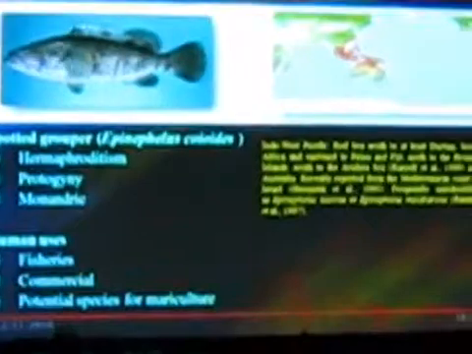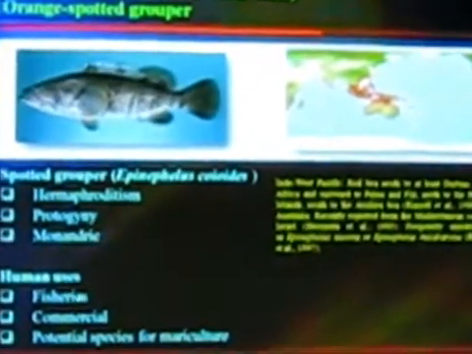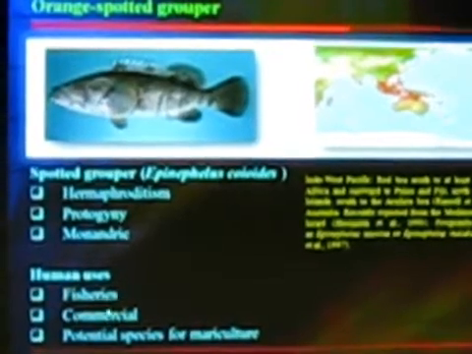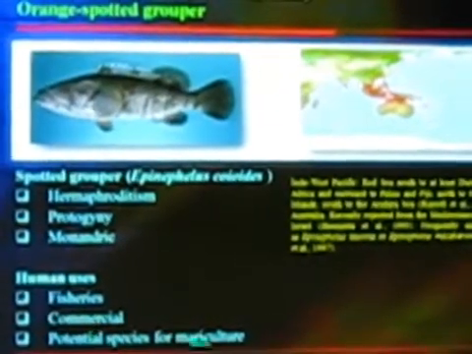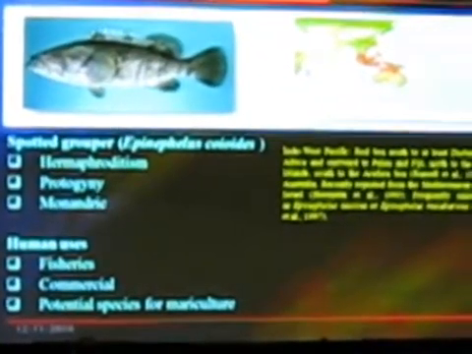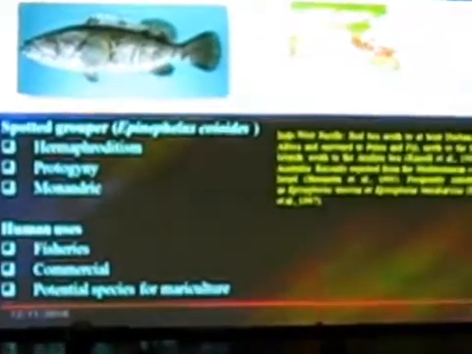So this is our experimental fish, the grouper. It's a hermaphrodite, converting from female to male, protogynous and monandric. It has many uses for humans. It is used in commercial fisheries and is very useful for mariculture. This is the distribution of grouper, mostly in Asian countries like Taiwan, Vietnam, Indonesia, and some parts of Australia.